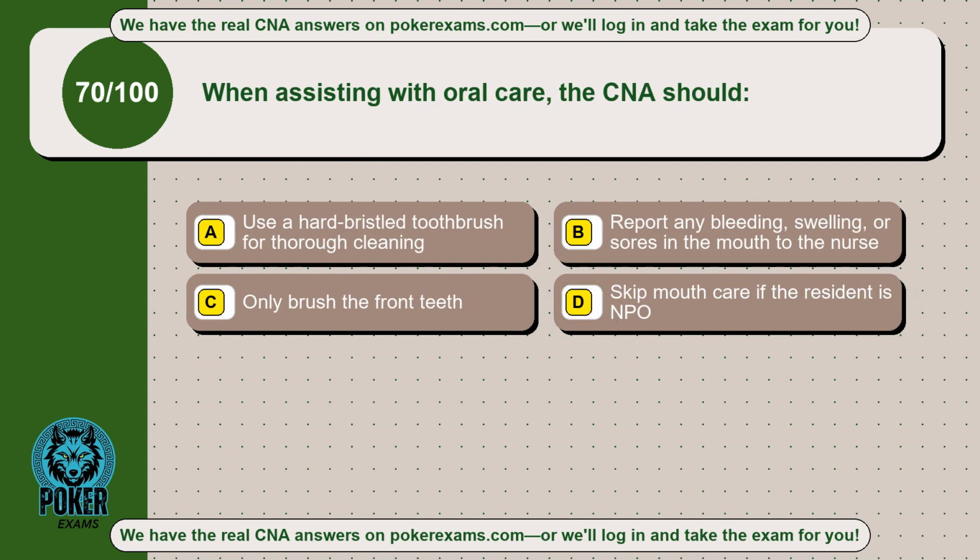Question 70. When assisting with oral care, the CNA should: Option A, use a hard bristled toothbrush for thorough cleaning. Option B, report any bleeding, swelling, or sores in the mouth to the nurse. Option C, only brush the front teeth. Option D, skip mouth care if the resident is NPO.